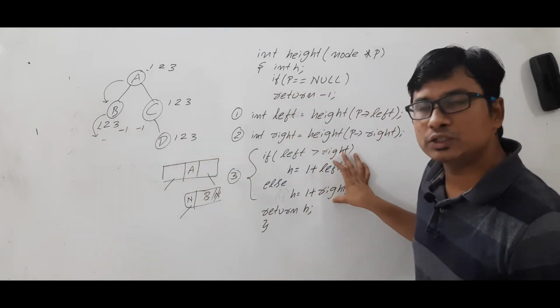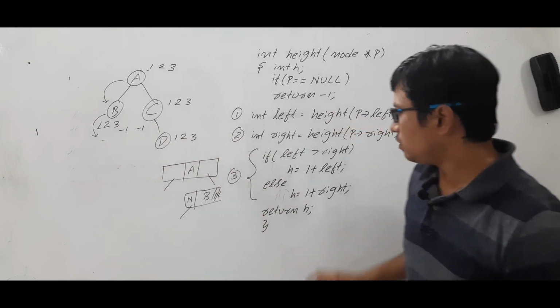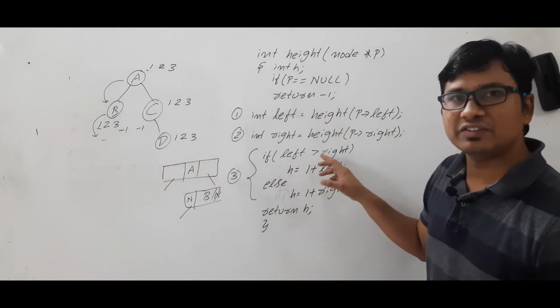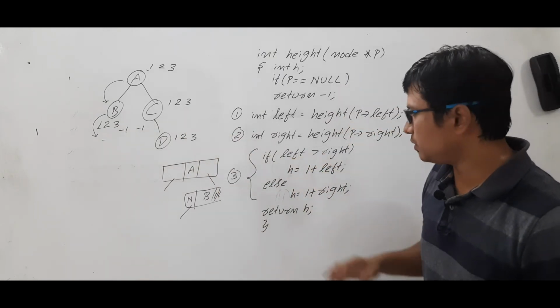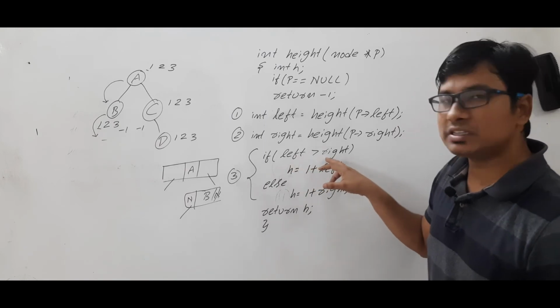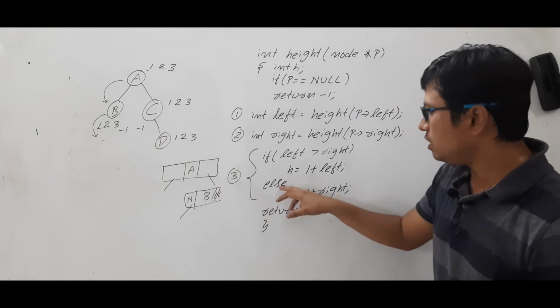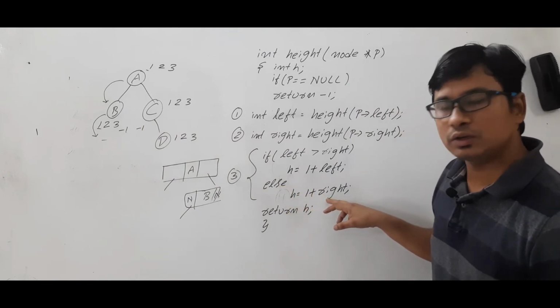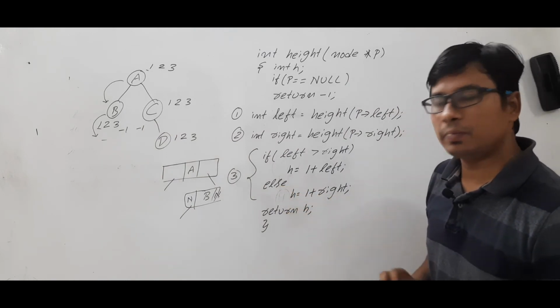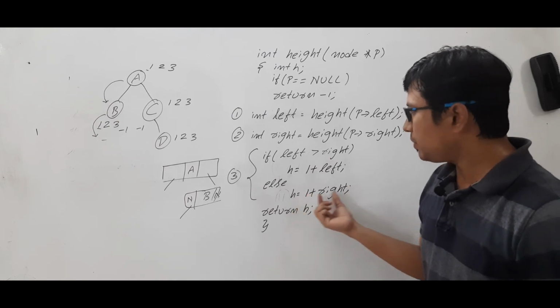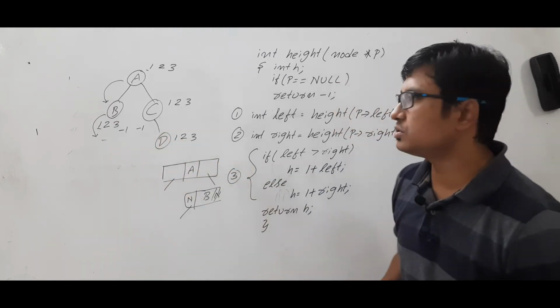Now you need to execute the step 3. What is the step 3? The height of the left subtree and the height of the right subtree you need to compare. Whether the height of the left subtree is greater than the right subtree? No, because -1 is equal to -1. So else h is equal to 1 plus right subtree. 1 plus -1 is equal to 0.